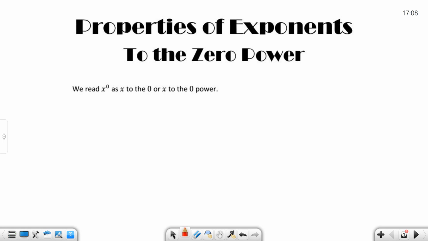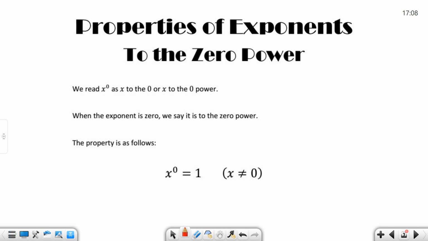Properties of exponents to the 0 power. So we read this here, x to the 0 or x to the 0 power. All right, so when we have something to the 0 power, how do we handle that? So again, when we have the exponent of 0, we say it is to the 0 power. The property is as follows.